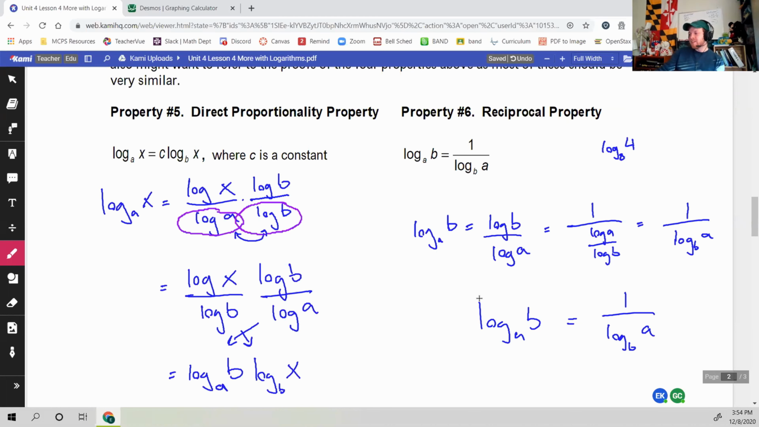All right. That is the reciprocal property of logarithms. You can switch the base and the argument, but by doing that, you must reciprocate.